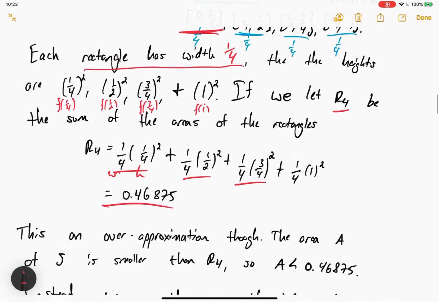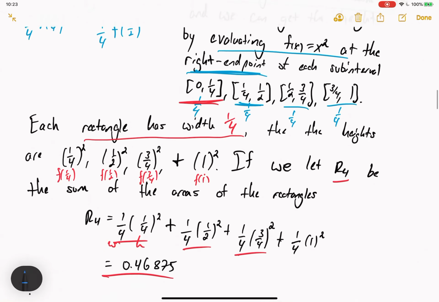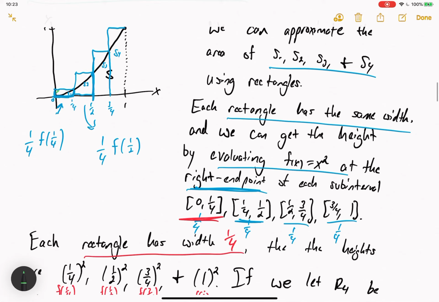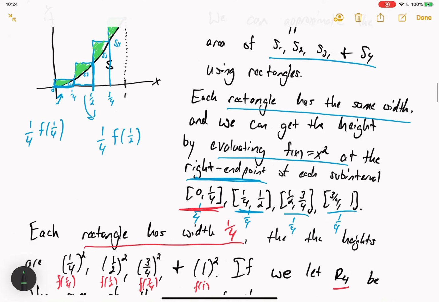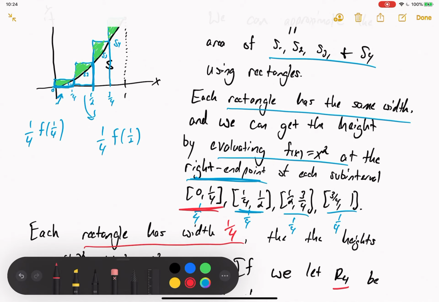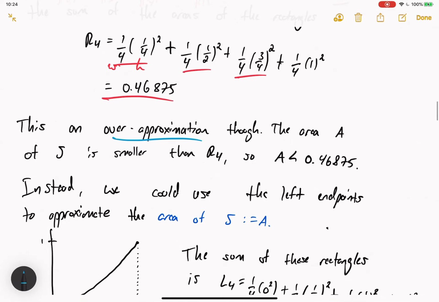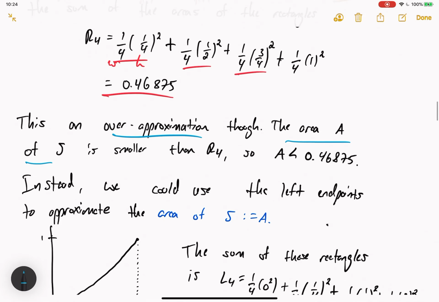But if we look at this, what can we determine based off the graph? What kind of approximation is this? We chose the right endpoint, so this is an over approximation. This region is too much, this right here, too much, this right here is too much. So that in itself gives us a problem. We actually overcounted, but that's still useful. This is an over approximation, but the actual area is going to be smaller than R4. So our total area under that curve will be less than 0.46875.